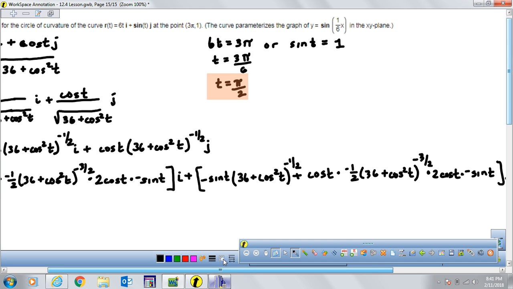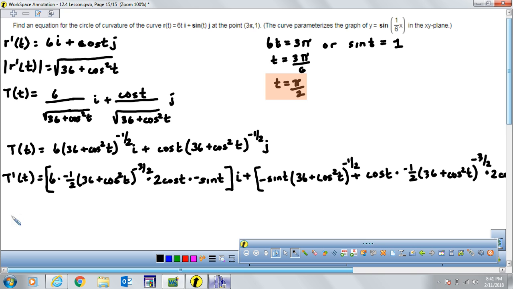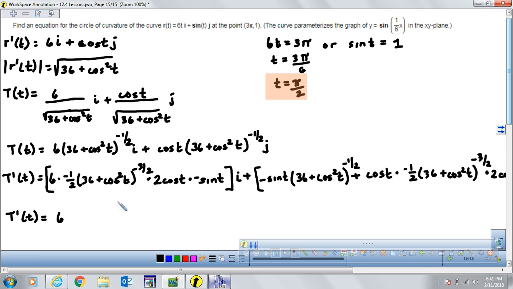Now, let's go ahead and first reduce the i component. Negative 1/2 times 2 is negative 1, times the negative is positive 1, times 6 is positive 6, sine times cosine, right? So it would be 6 sine of t, cosine of t, and then times this raised to the negative 3/2, that's the same thing as just divided by 36 plus cosine square of t raised to the positive 3/2. And that would be the i component.